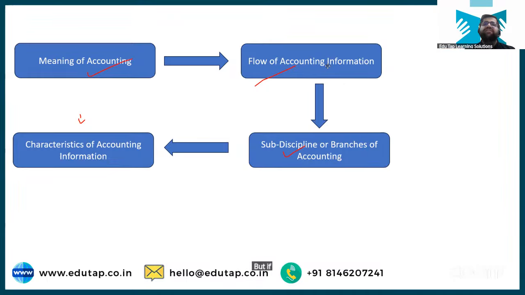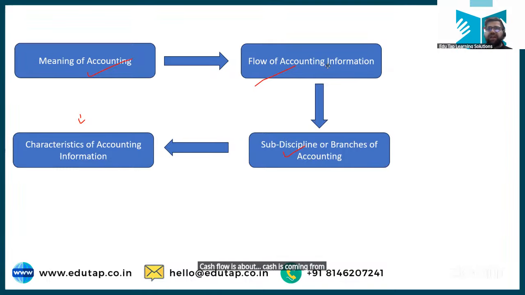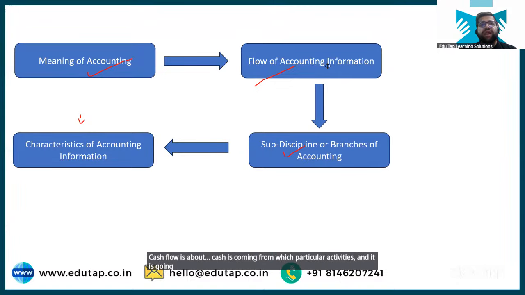But if you provide a summary, then it's good, right? So your answer will be in, I would say, the income statement, not in the balance sheet. The balance sheet is about assets and liabilities. Cash flow is about which particular activities cash is coming from and which particular activities it is going to, right?